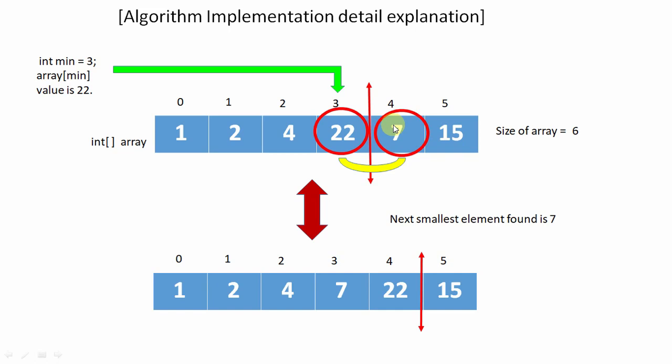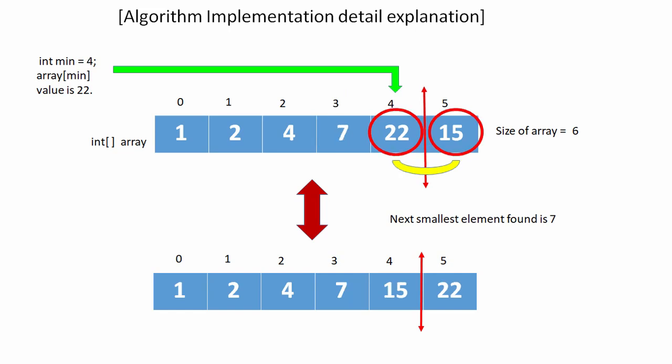So 7 will become our smallest element, and the swapping will occur between 22 and 7. Okay, so it will be swapped. You can see the resultant array. So 7 will reach the third index and 22 will reach the fourth index. You can see, so we have sorted elements up to the third index. Okay, now we'll move to the next slide.